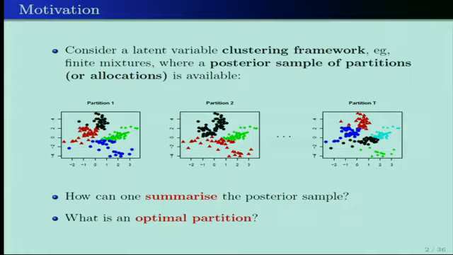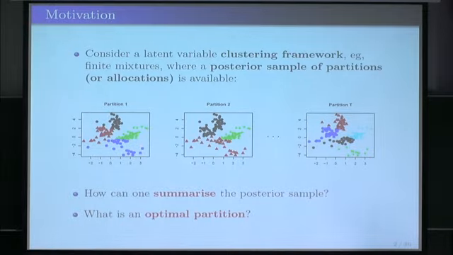Here we have some output from what turned out to be a finite mixture model. You can see that we get different numbers of clusterings and hence partitions, both in terms of the number and of their allocation across the different samples. So it's not a straightforward task how to summarize that output.